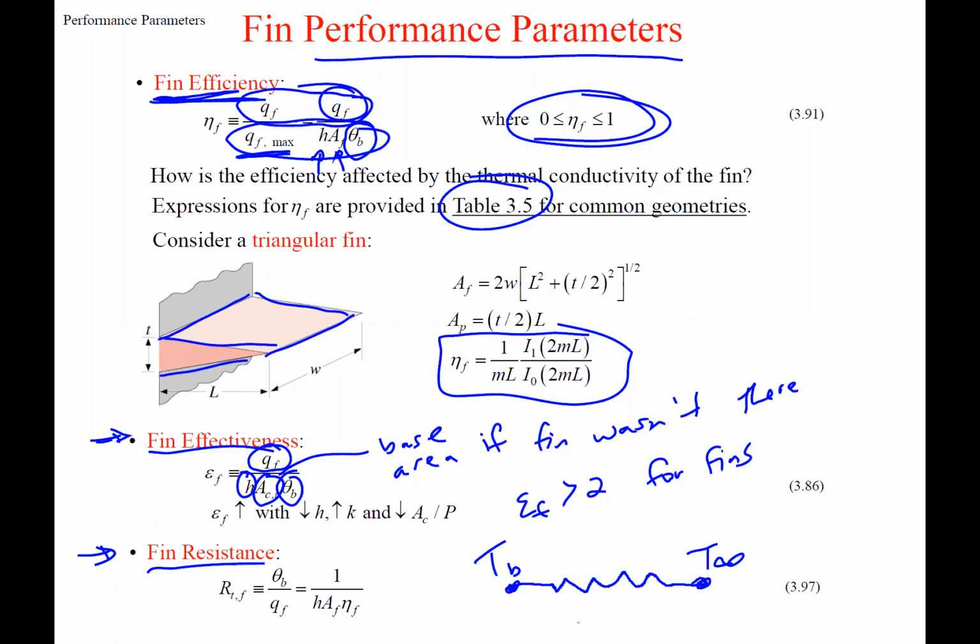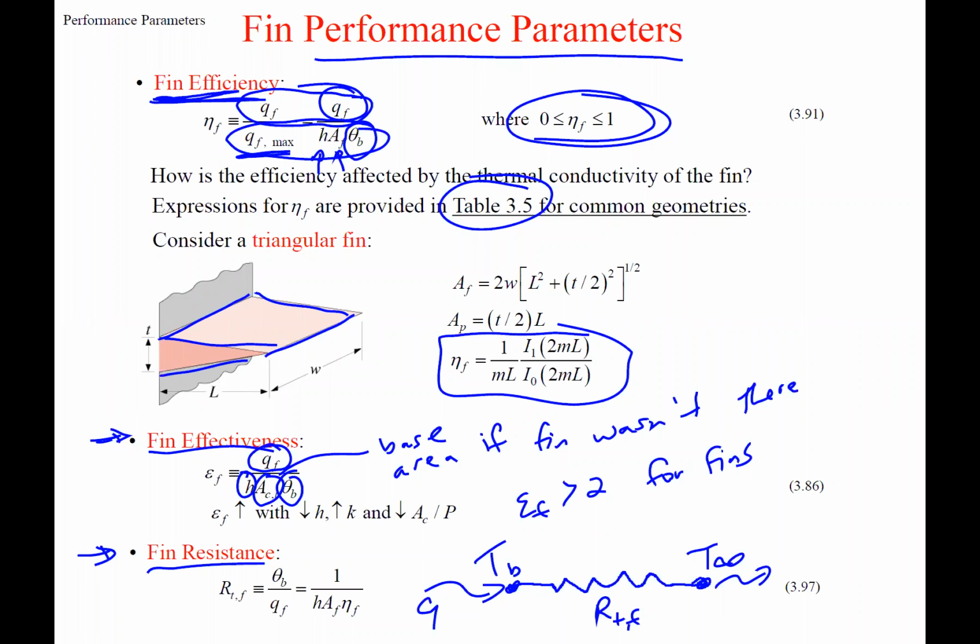So they use R_tf. It already accounts for the convection and conduction combined that's occurring along the fin, so all the temperature change. All you have to do is look for that one resistor, and that has your heat through it.